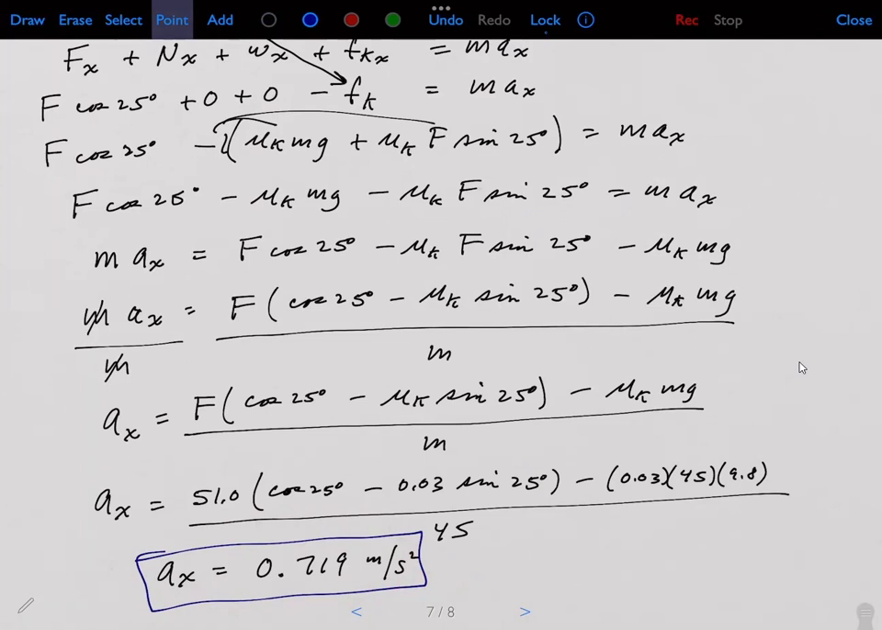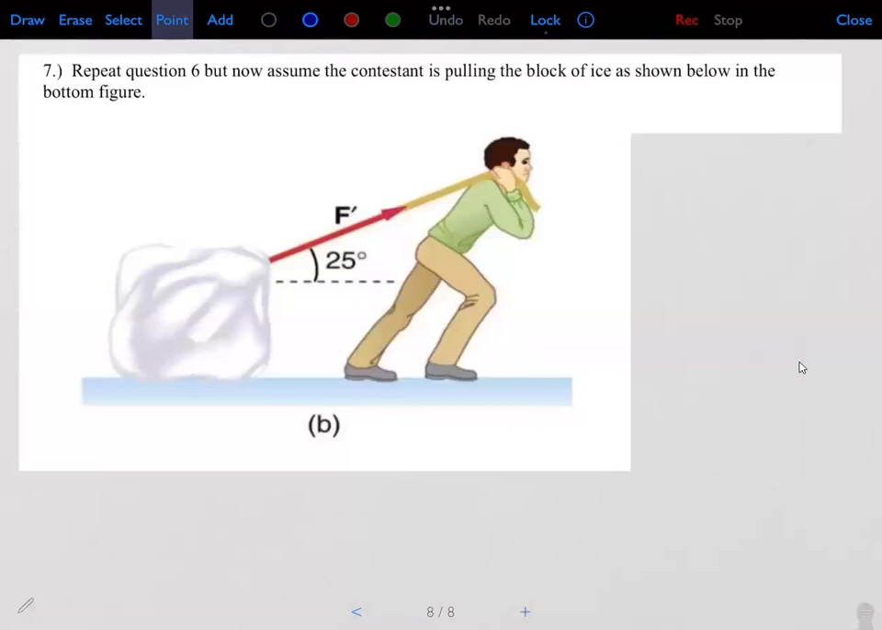Okay, the next question is basically the same thing, but instead of pushing on the ice with that force, you're pulling with a force. In this case, we're calling it F prime. So we're going to repeat the same thing over again, but now instead of pushing down here at 25 degrees, we're pulling up at 25 degrees. And that's going to change things, right? Because it's going to affect the normal force. It's going to affect what that max static frictional force is. It's going to change a couple of things.